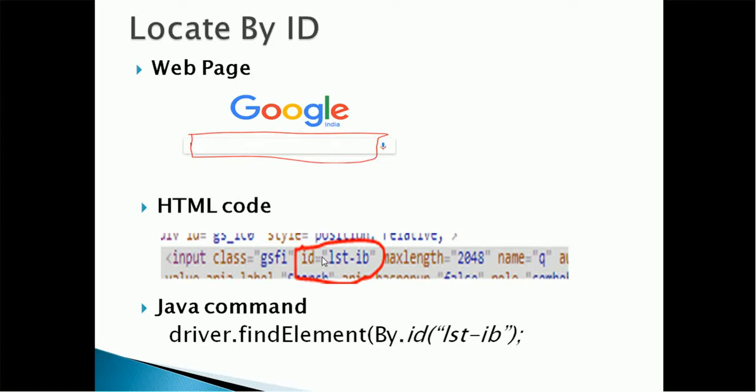Since we are going with ID, I should use a method called id, and this id method accepts one parameter, which is the ID of the control on which you want to perform some operation. Here I want to perform some operation on the Google search text box, so I have given the ID of this search text box, lst-ib, that you can see here. There is one more parenthesis that needs to come. Sorry that I have missed it.